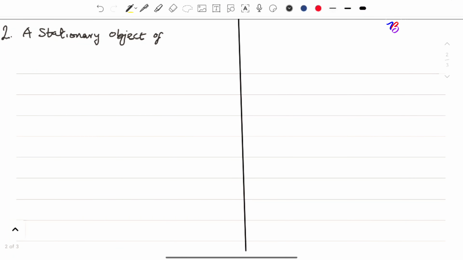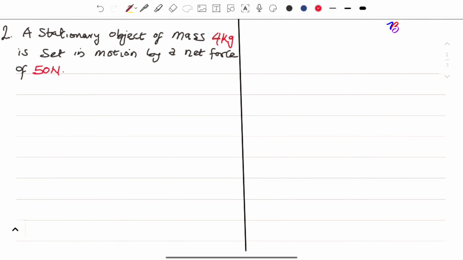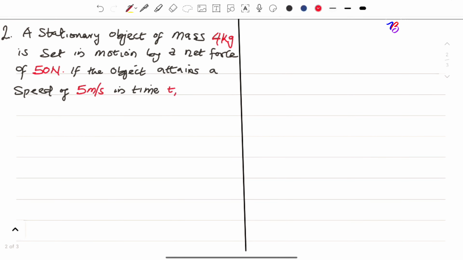Question number 2. A stationary object of mass 4 kg is set in motion by a net force of 50 Newton. If the object attains a speed of 5 meters per second in time t, that means time is unknown, calculate the value of t, which is time.